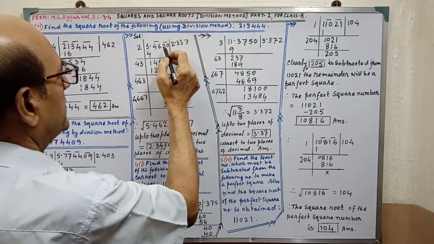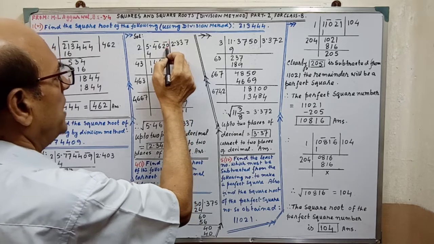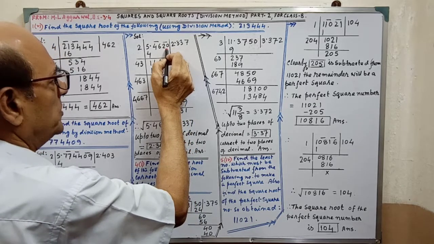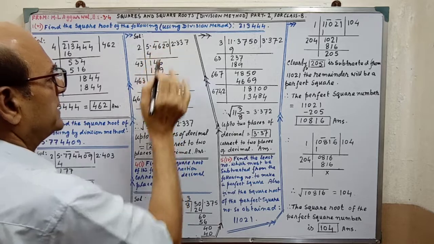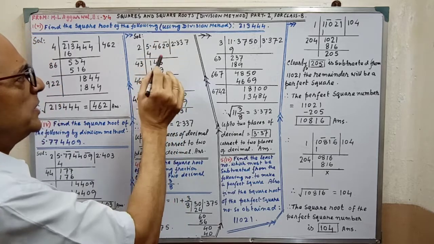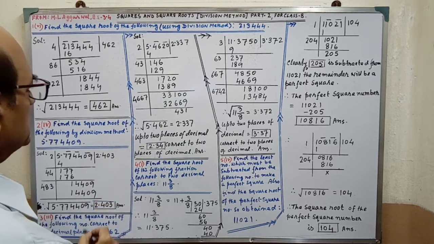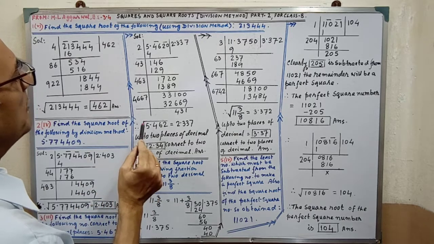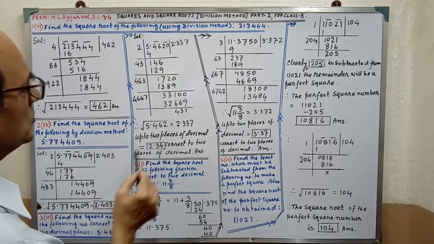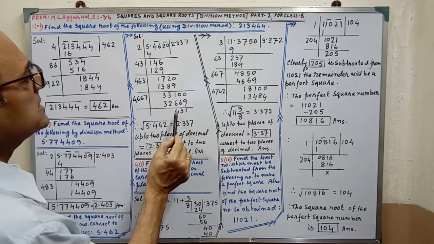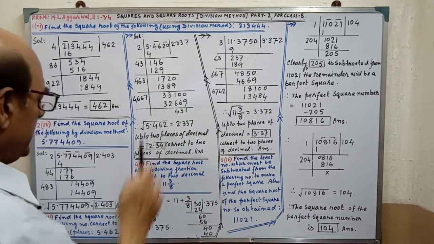Here, for the sake of taking 2 digits, we are taking one 0 here. After that, we have to take 2 digits in this way. Then we have to proceed in the previous method you have to follow. By following the previous method, we are getting this remainder.